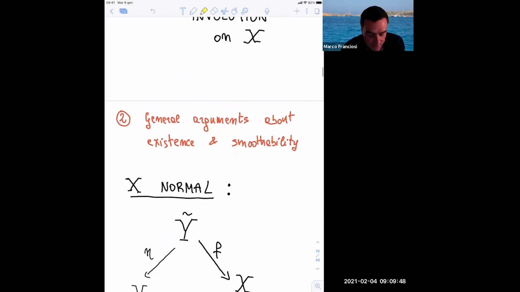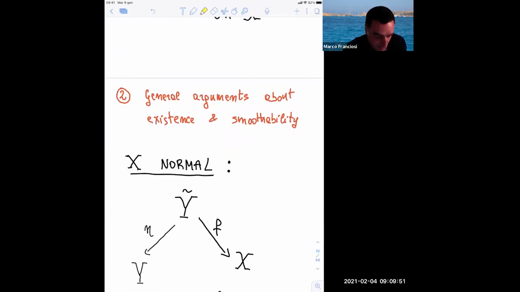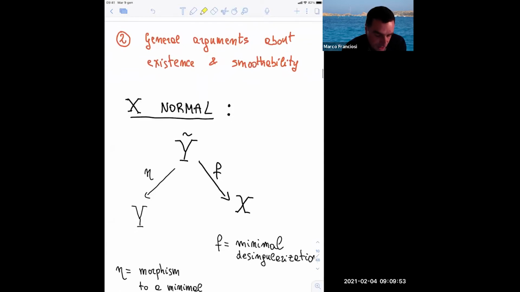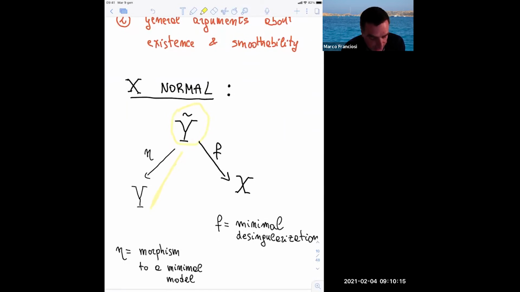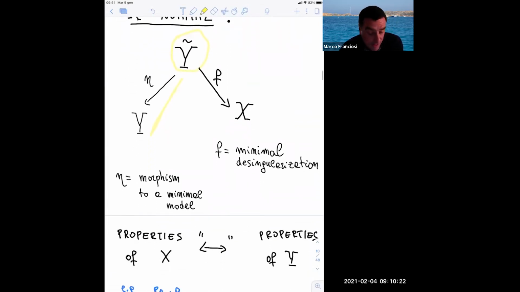I'm talking about general arguments about existence and smoothability. Our approach is to study a normal stable surface using the minimal desingularization, and then the morphism to a minimal model, which means contracting the -1 curves. And we want to understand the geometry of X via the geometry of Y.